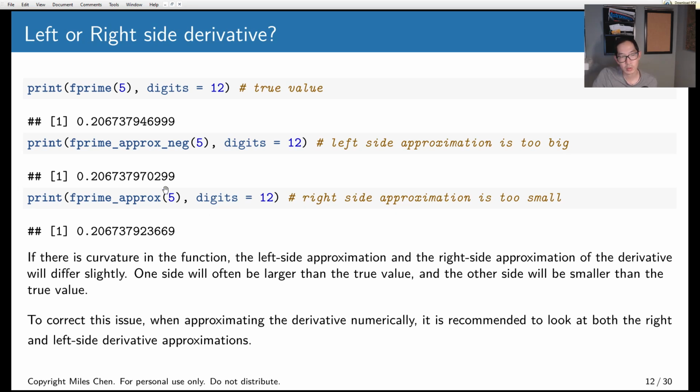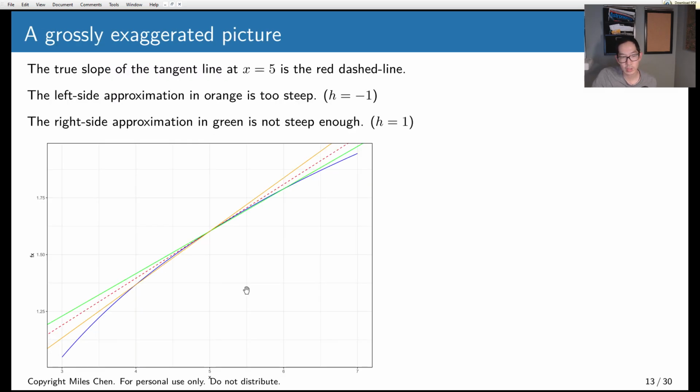And so one way to correct for this is we can take the average between the left and the right-hand side. This graph illustrates it, okay? So here, the true tangent line is this dotted red line, okay? And here I'm using a very big h, an h of positive 1 and an h of negative 1. And so the green line is the right-hand side.